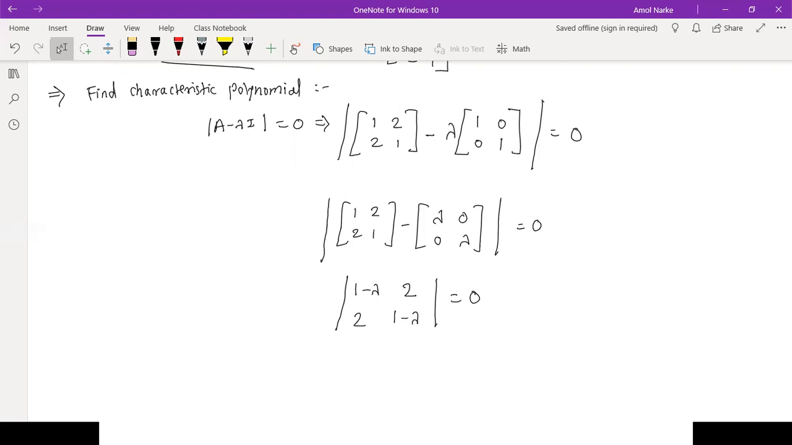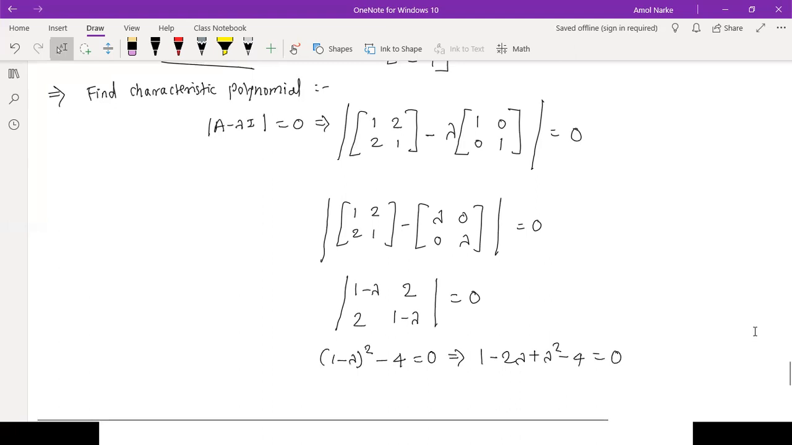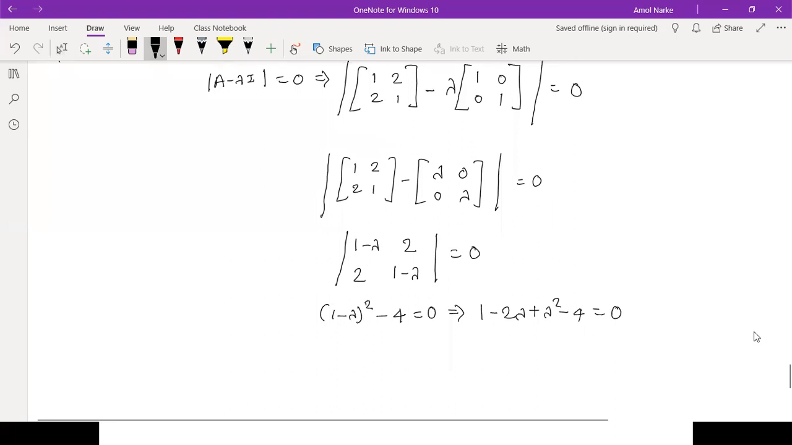Yes, sir. Okay. Now how to solve that determinant? We can easily find (1 minus lambda) squared minus 4, which is equal to 0. If you solve this further, I get 1 minus 2 lambda plus lambda squared minus 4, equal to 0. So the characteristic polynomial is lambda squared minus 2 lambda minus 3, which is equal to 0. Yes or no?